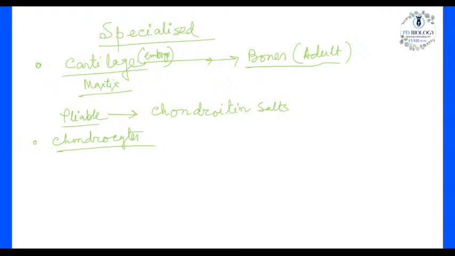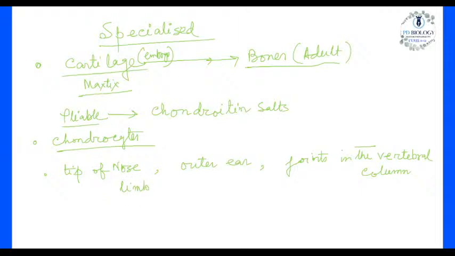Where is the cartilage most present? We know the tip of the nose, outer ear, joints in the vertebral column, and some limbs and hands in adults.